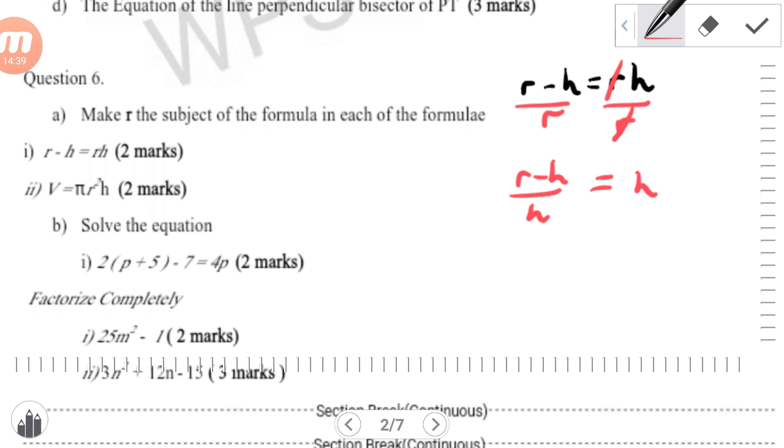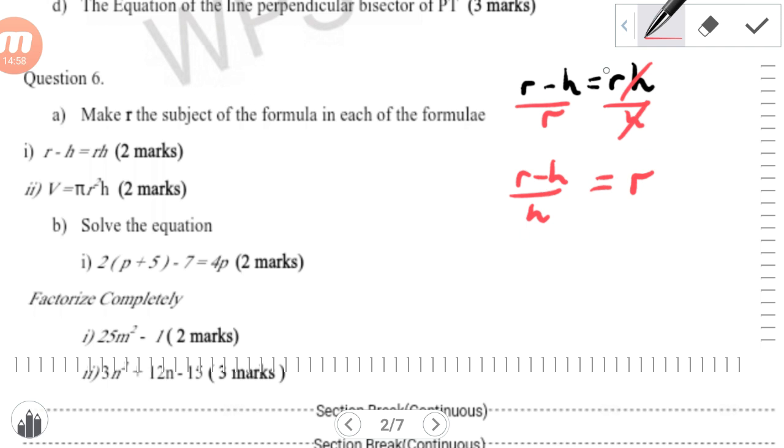But what makes this mathematically incorrect is that if you're making something the subject, pardon me, I believe that they're not divided by R. Pardon me, guys. They divided by H. So they ended up with R being equal to R minus H over H. That's what they did.